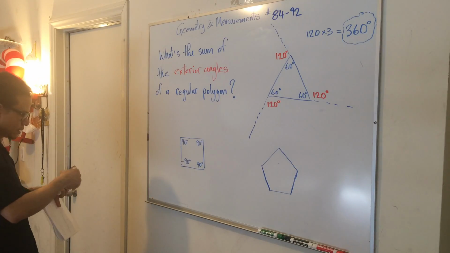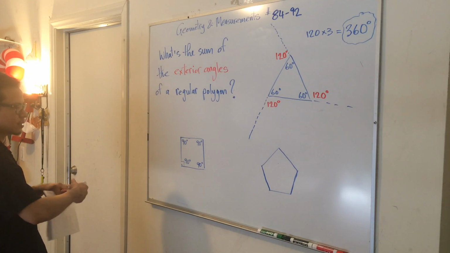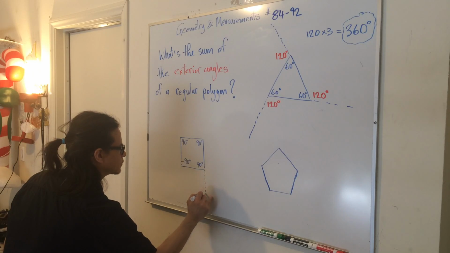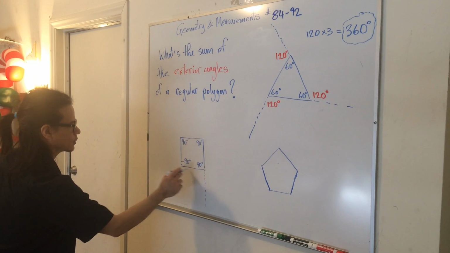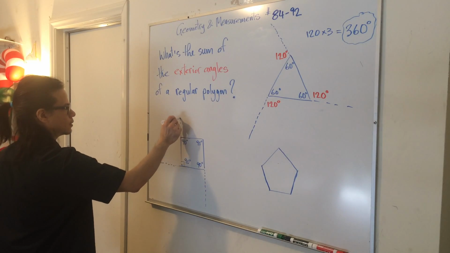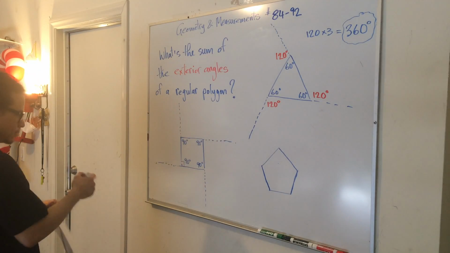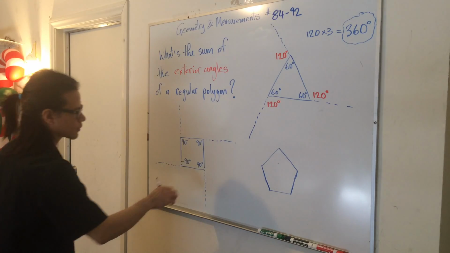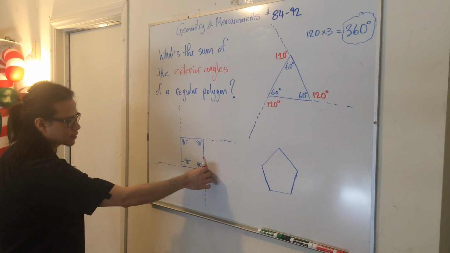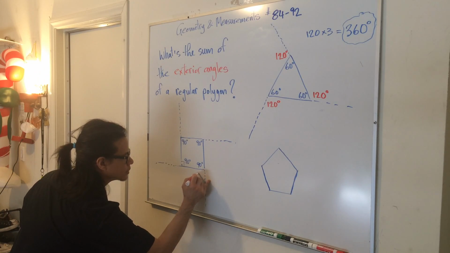Now, if you were going to look at the exterior angle, we need to extend the sides out. So go with this, this, this, and this. Let's look at this one first. You have 180 degrees. So half of it is 90, the other half must also be 90 degrees, right?